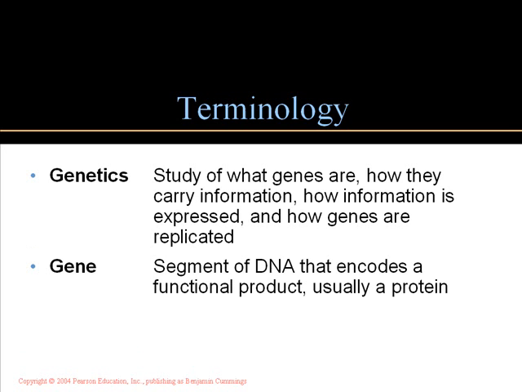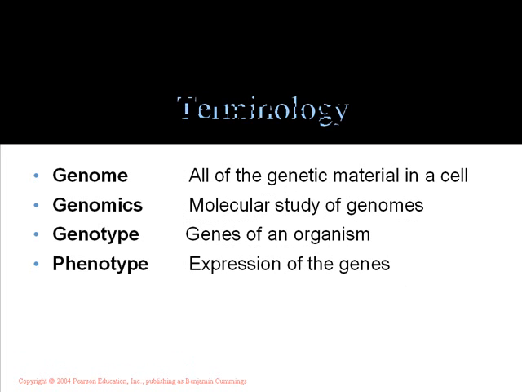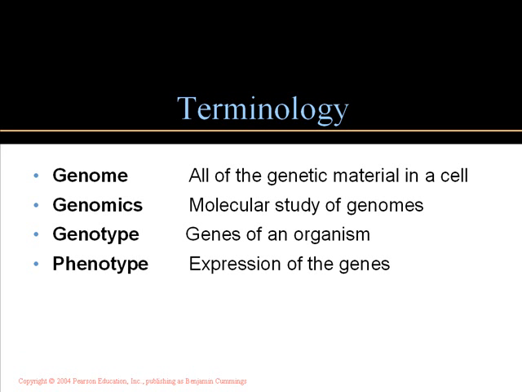Genetics basically is the study of what genes are, how they carry information, how information is expressed, and how genes are replicated. The gene itself is basically a segment of DNA. It encodes a particular functional product, usually a protein. And when we talk about the components of microorganisms, we still see the most abundant substance in these organisms is protein. Proteins are structural units. Proteins make up enzymes. Proteins are a major organic structure inside microorganisms, as they are inside the human system.